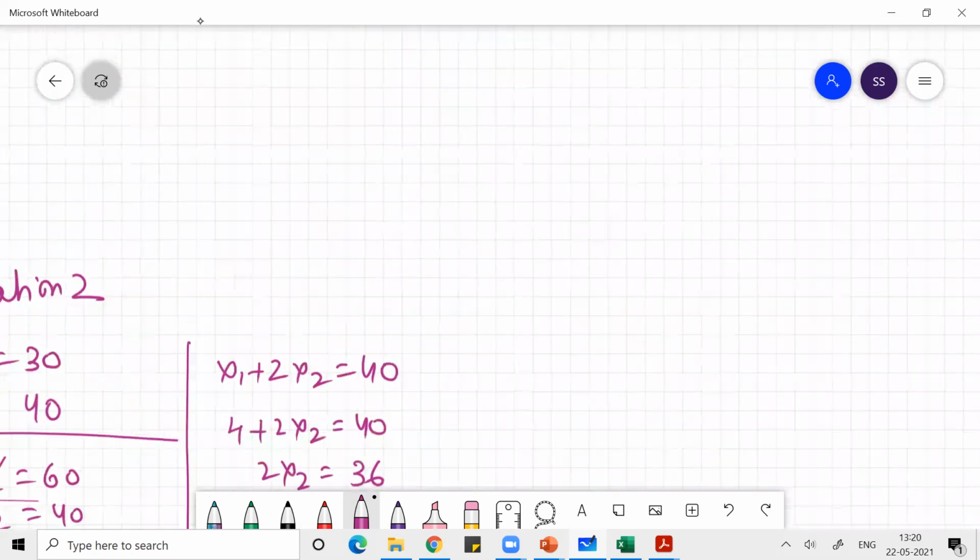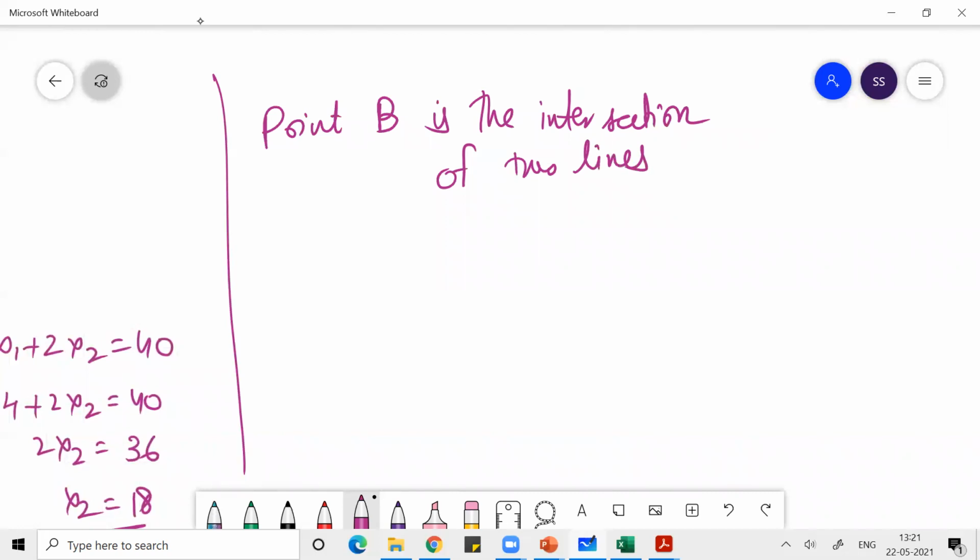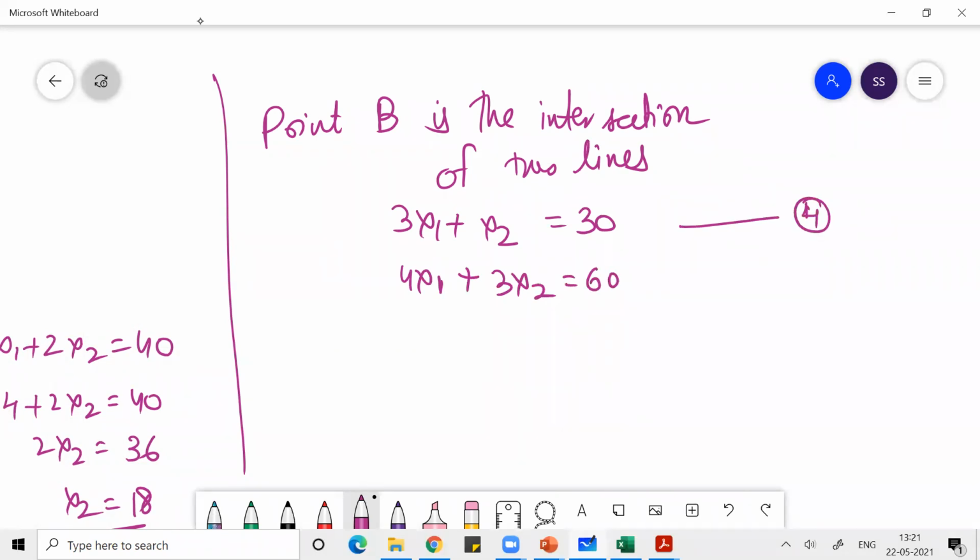So point B is the intersection of two lines. What are the two lines we have? We have 3x1 plus x2 equal to 30, and we have the second equation, 4x1 plus 3x2 equal to 60. Let this be equation 5. Okay, so to cancel, I can either cancel x1 or I can cancel x2.